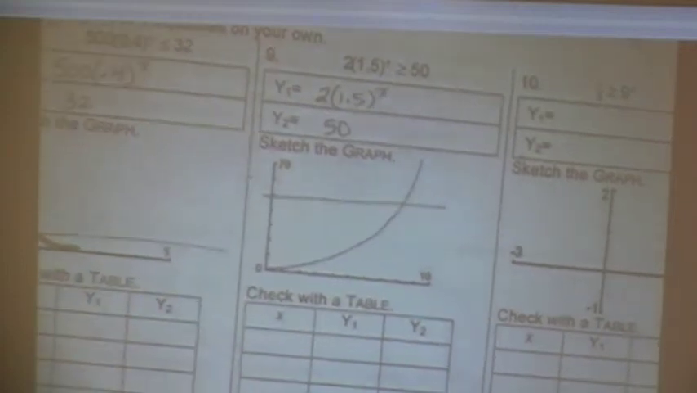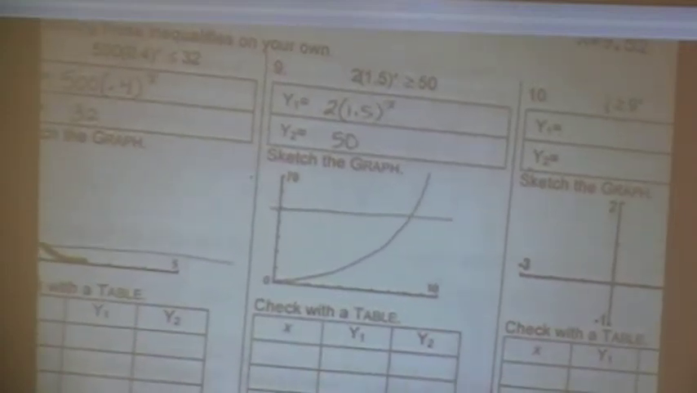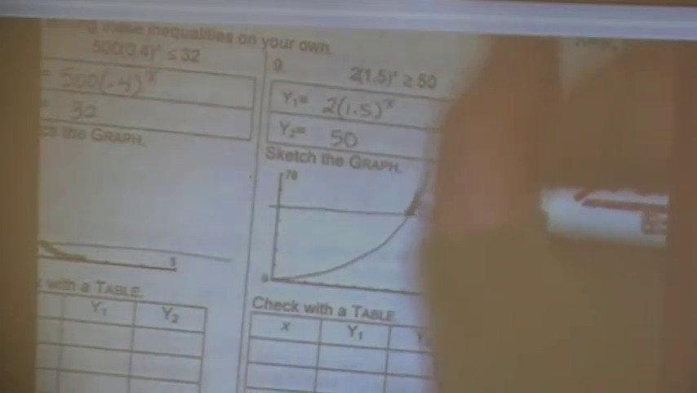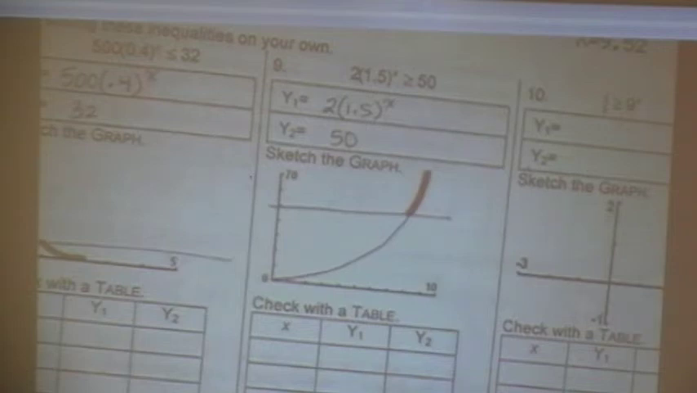My question asks me, where is the curve greater than 50? So you were looking for this piece of graph, where it's greater than 50. So you're still going to have to do an intersect.